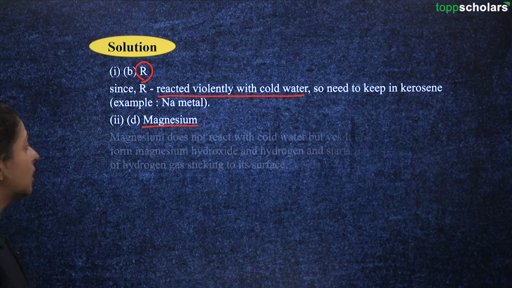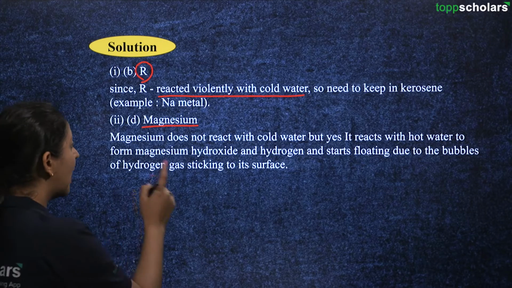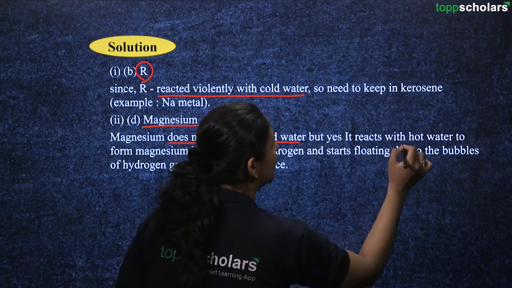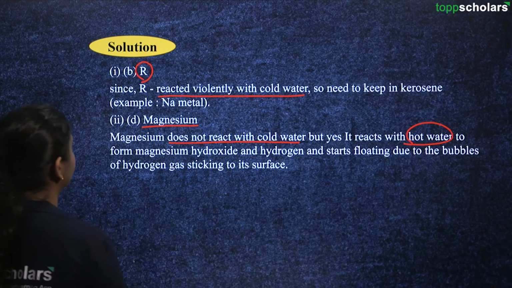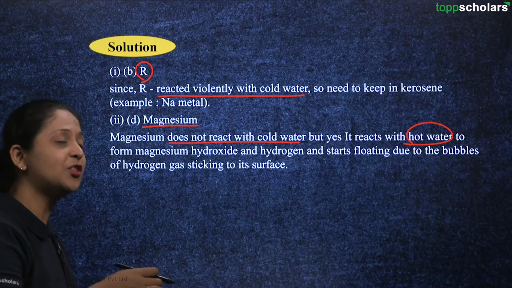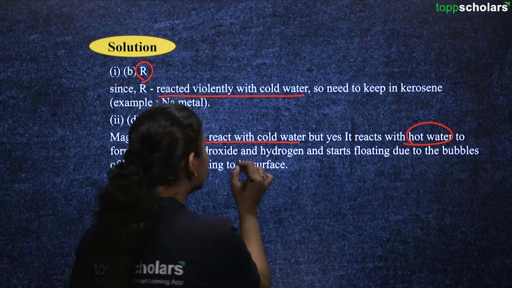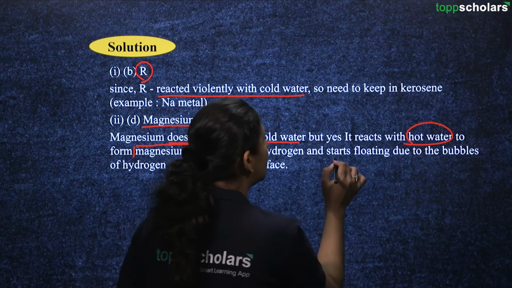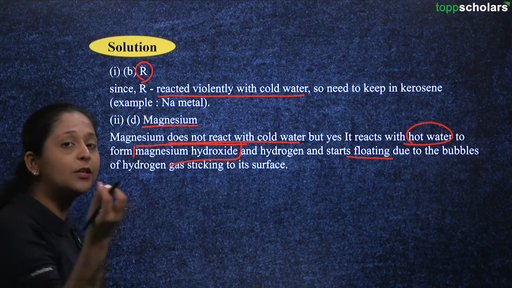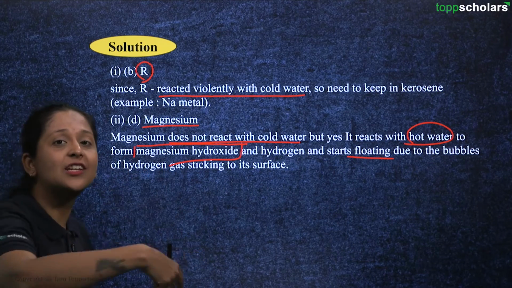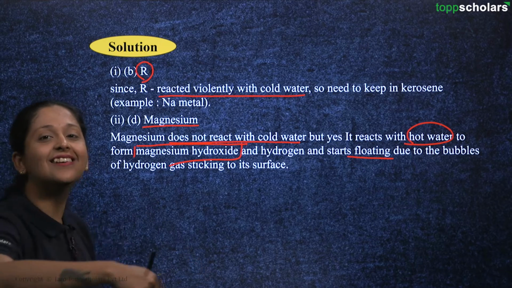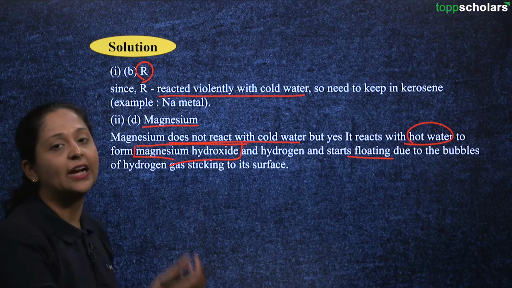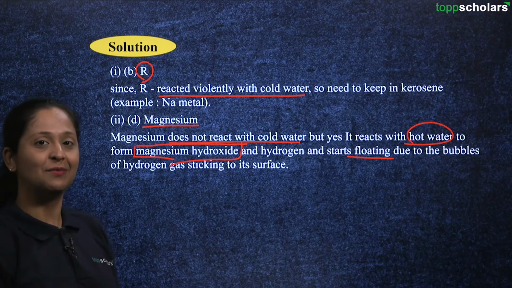What is the information given regarding magnesium? That is, it does not react with cold water, but yes, it reacts with hot water to form what? Magnesium hydroxide. And as it is forming magnesium hydroxide, you would see it start floating due to the bubbles of hydrogen gas produced near the magnesium hydroxide sticking to its surface. That will cause the floating of that metal.